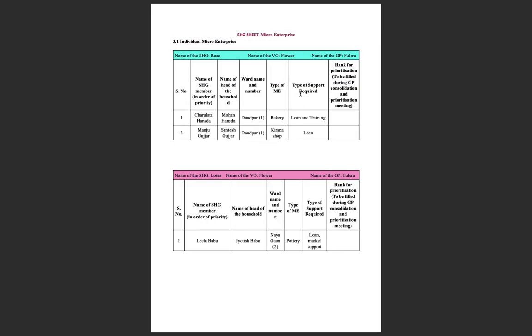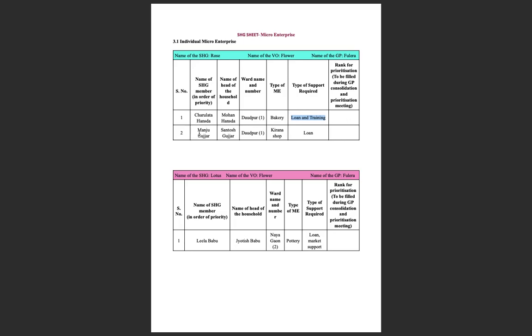In a very similar way, we will learn how to do even individual micro enterprise under livelihood. So again, here we will have 7 columns, serial number being 1, the name of SHG member in the order of priority, Charulata Hansta, name of the head of the household of the SHG member who wants to take up individual micro enterprise, Mohan Hansta, ward name and number of the SHG member, Daudpur 1, the type of ME she wants to take up, that is bakery, and the support that is required, that is loan and training. The rank column in the SHG sheet has to be kept blank.